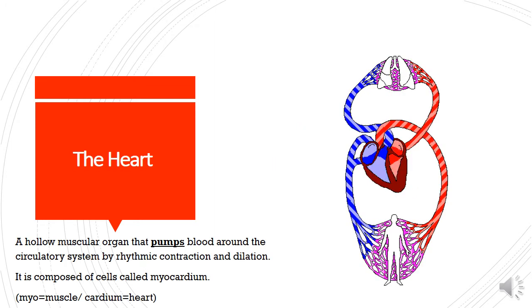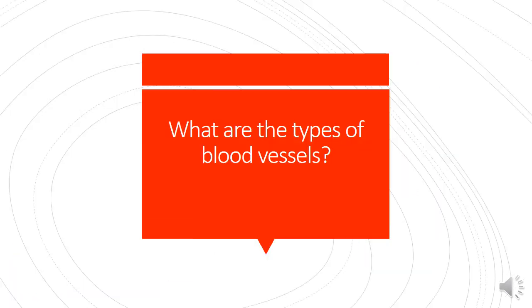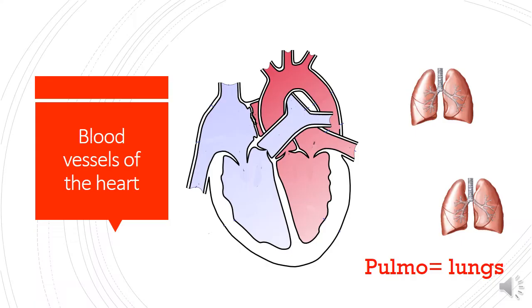Now, let's first remember what is the main function of the heart. Remember, the heart is a hollow muscular organ that is responsible to pump the blood around the circulatory system, and it is composed of specialized cells called the myocardium. Now, what are the different types of blood vessels?